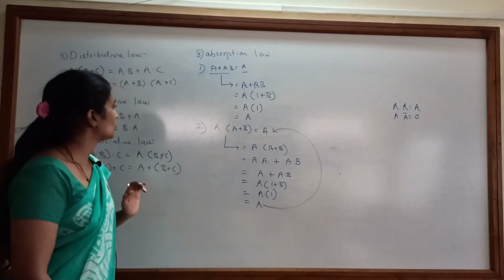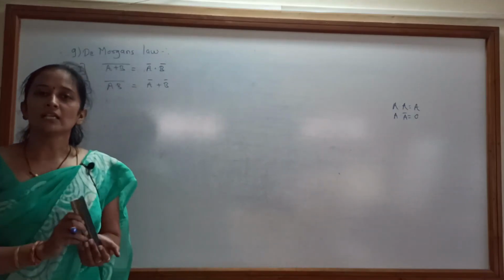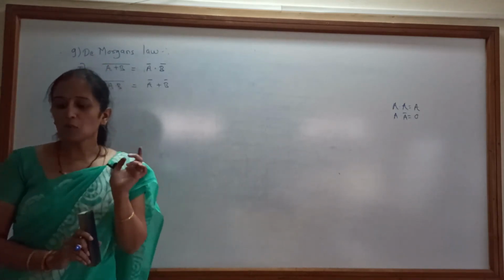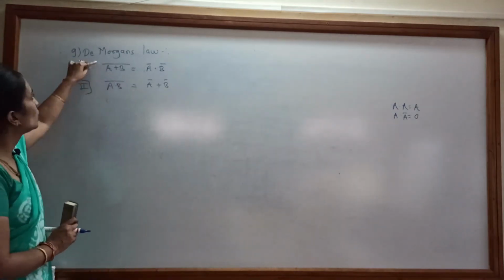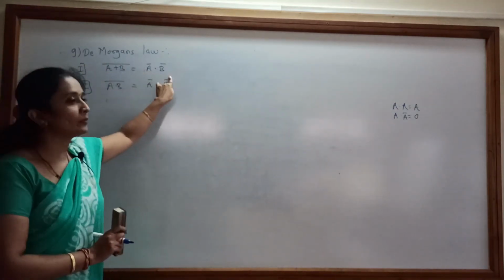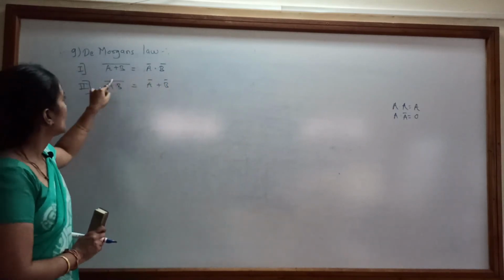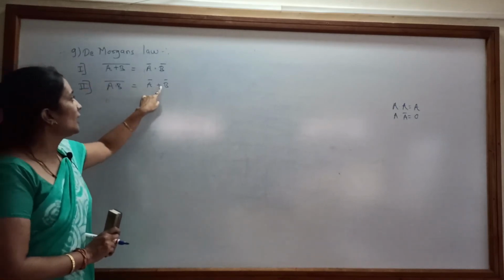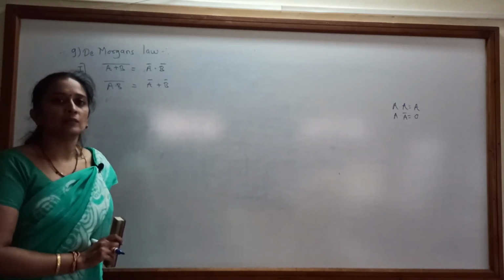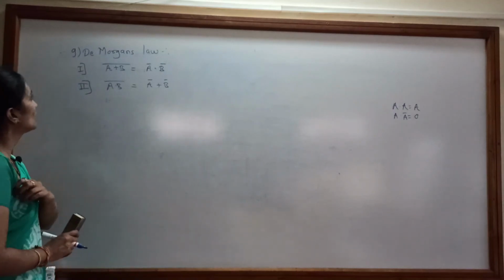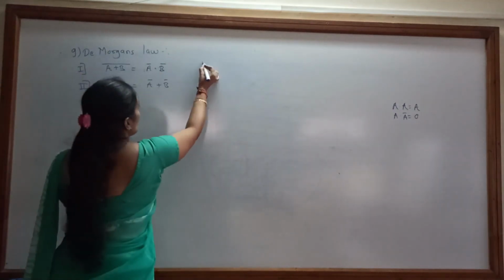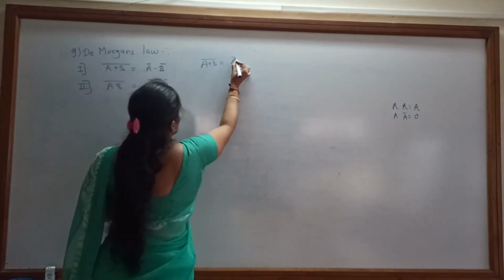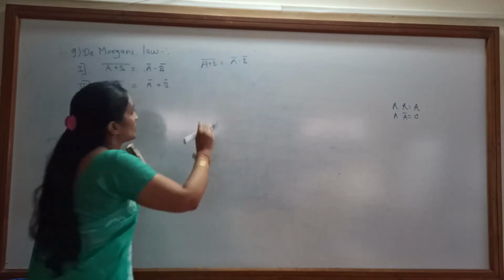This is the 8th rule. Now, the next law is De Morgan's law. There are two De Morgan's laws. A plus B whole complement is equal to A complement into B complement. And the second law is A into B whole complement is equal to A complement plus B complement. To prove this, first we will take the first law. A plus B whole complement is equal to A complement into B complement.